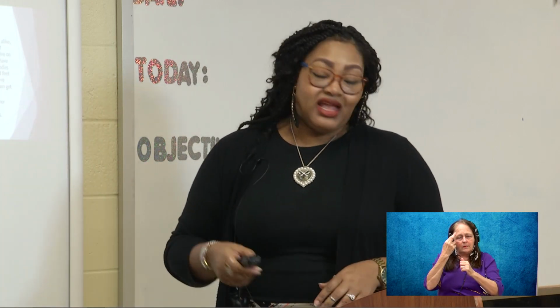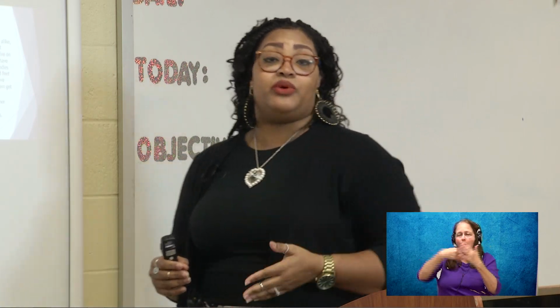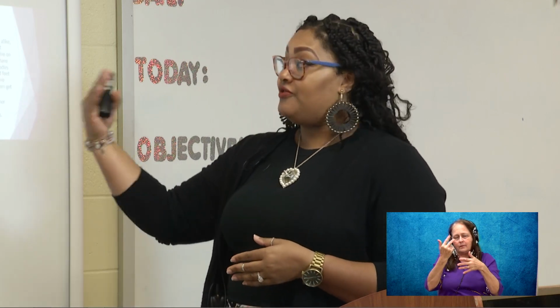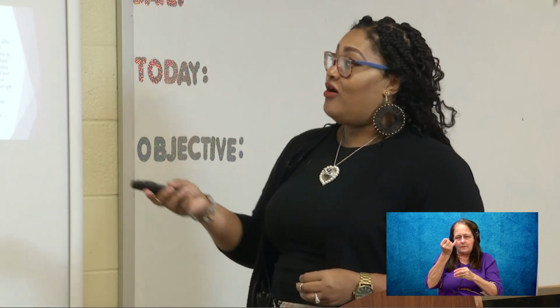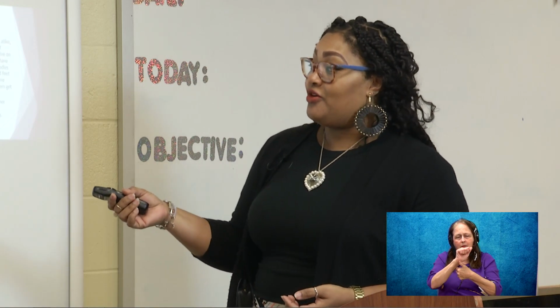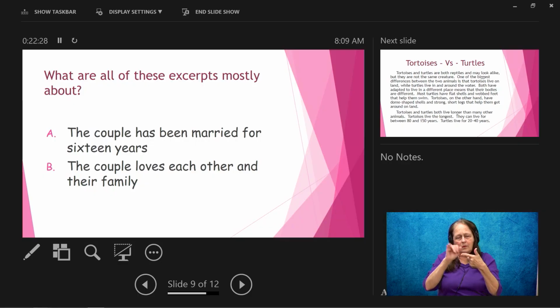So, when we put all that together, now we can think about all 3 of the main ideas that we concluded from each paragraph. And if we put that information together, then we can formulate the main idea for the entire text. So, what are all these excerpts mostly about? Is it A, the couple has been married for 16 years? Or is it B, the couple loves each other and their family? Both sound really good, don't they? Both are true. They both make sense. But which one is the better choice?